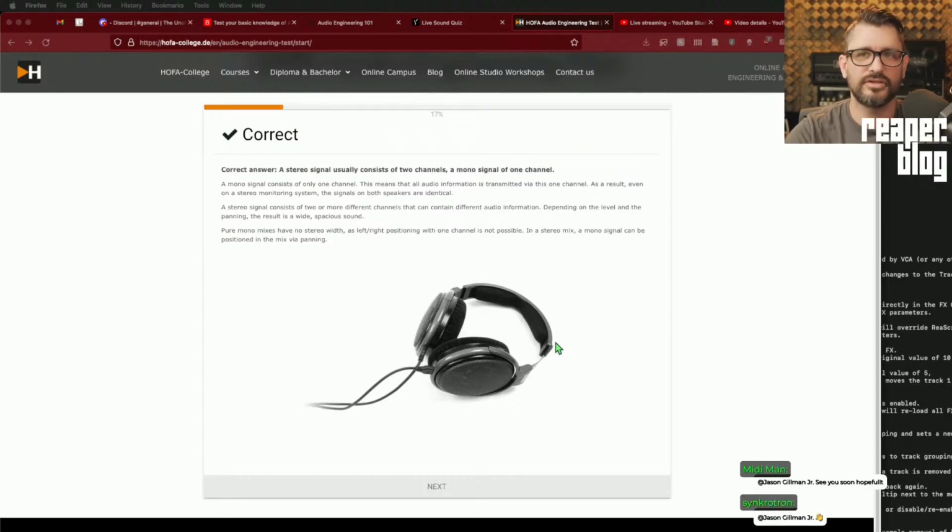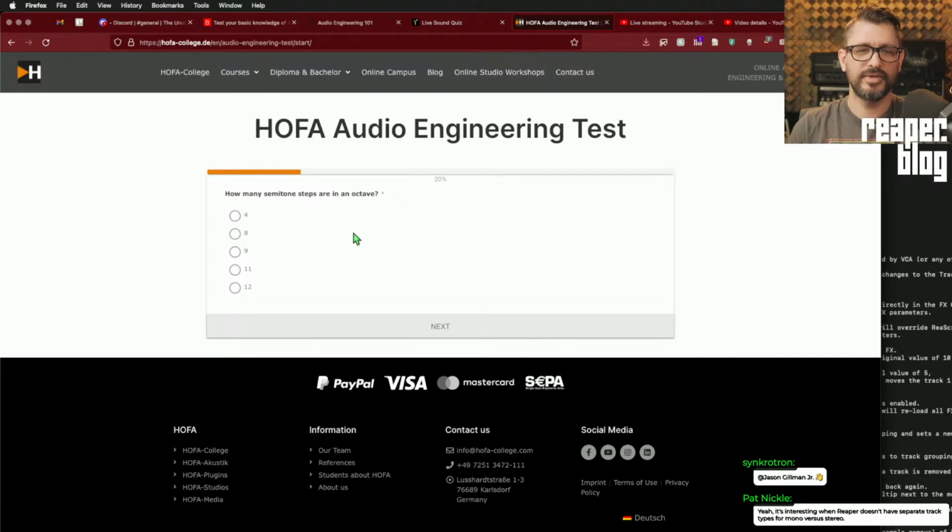In a stereo mix, a mono signal can be positioned in the mix via panning. I see a lot of people get confused by mono and stereo if they're self-taught, because you can have a one-channel signal going to both speakers, but if it's not different at all, it's mono. I also see a lot of people duplicate a mono signal, pan that left and right, and expect a difference. That's really the same. Maybe louder.